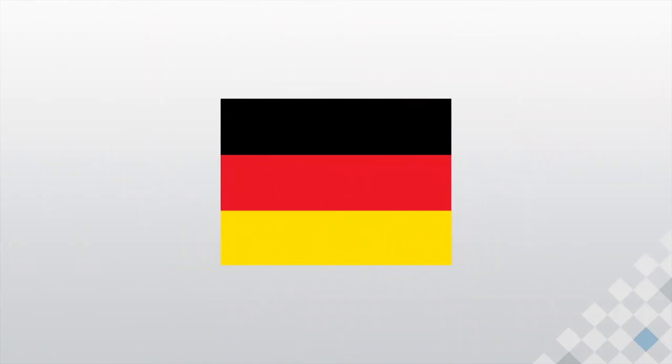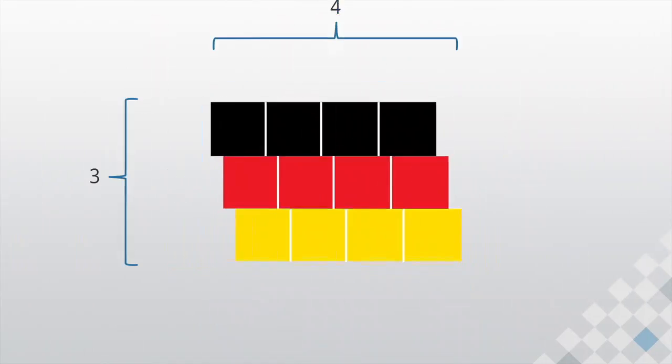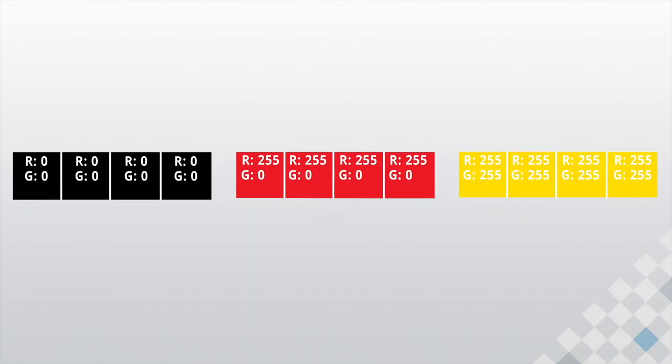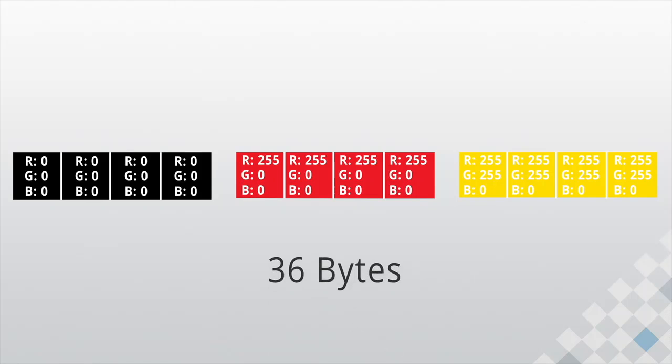This is a 12-pixel image of the German flag. It has a resolution of 4 by 3 pixels. The color of each pixel is determined by 3 color values, red, green, and blue. Each color value is encoded using 1 byte of data, which means each pixel takes 3 bytes to store. So, this image file will consume 36 bytes of storage space. Let's see how we can use compression to store this file more efficiently.